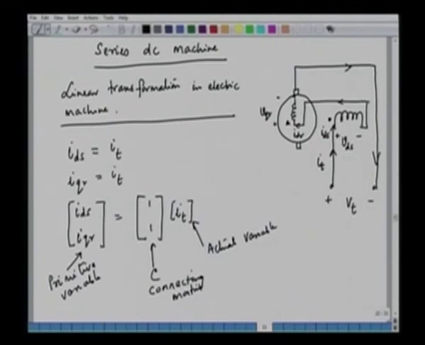Now if you see in this case, my terminal variable is Vt, this is my Vt. If I write down the Kirchhoff's voltage law, I can say that Vt is equal to Vds plus Vqr. This is a simple equation which can be written in a straightforward fashion from the circuit equation, all right. So I can rewrite this in a matrix form.